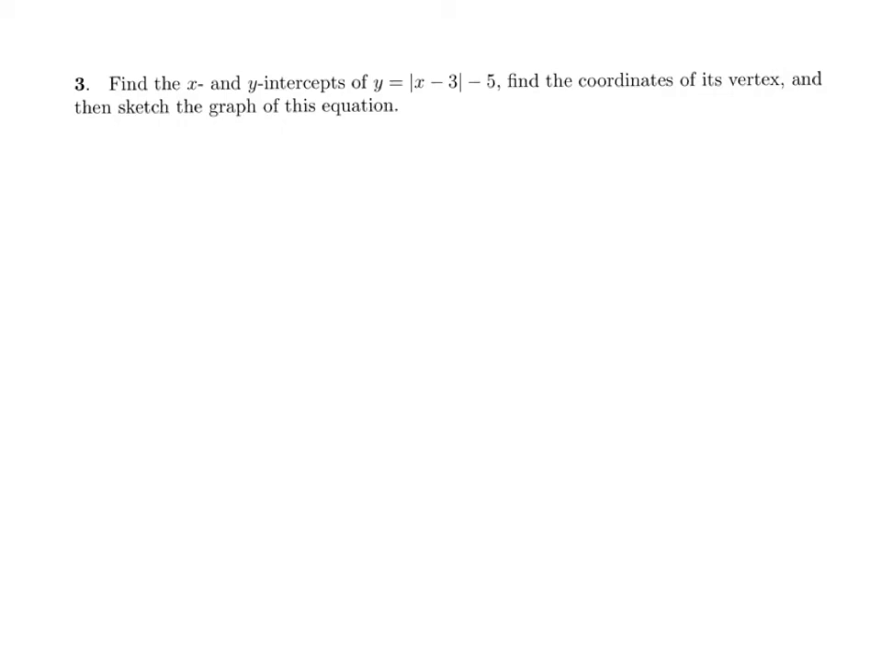This one says find the x and y intercepts of y equals the absolute value of x minus 3 minus 5. So x and y intercepts. Let's do that first. If I want to find the x-intercept, how do I do that with an equation?